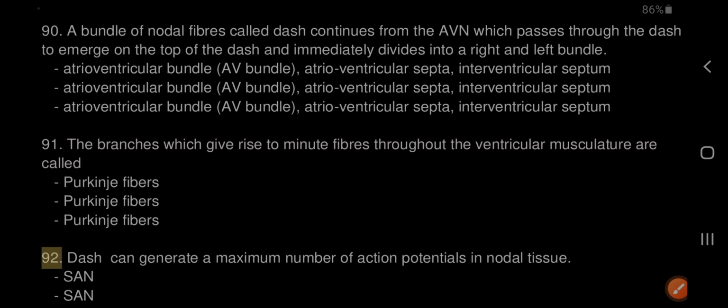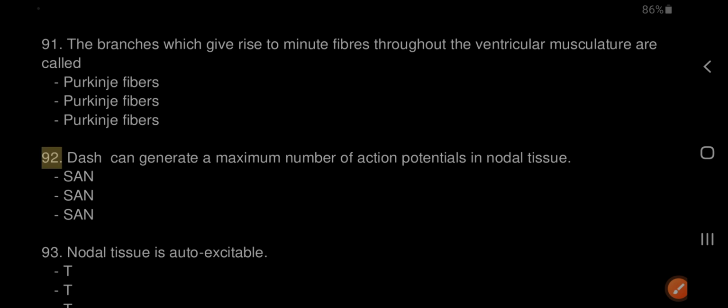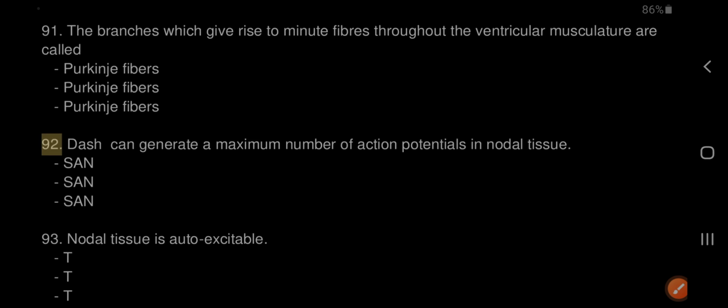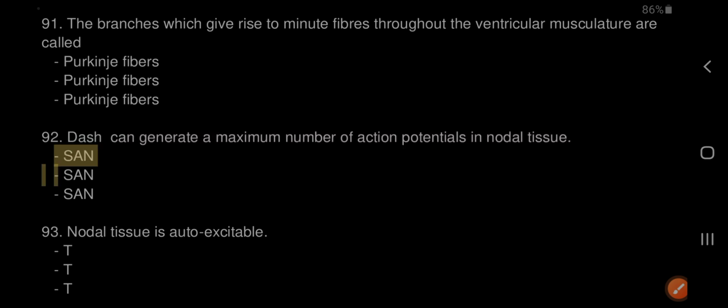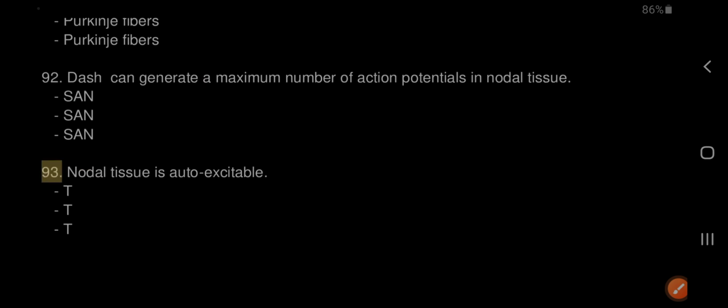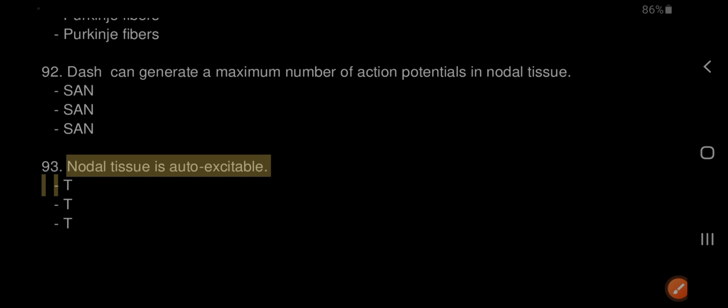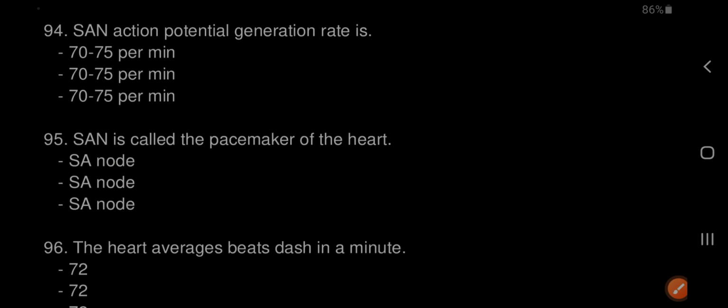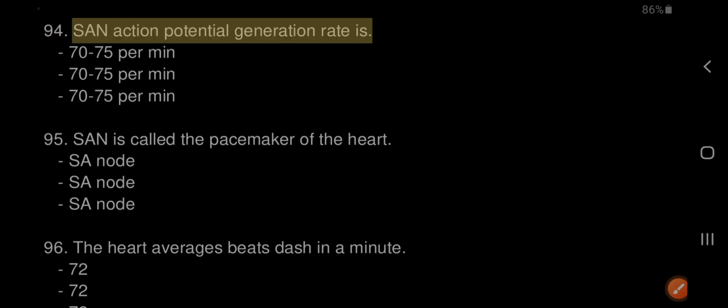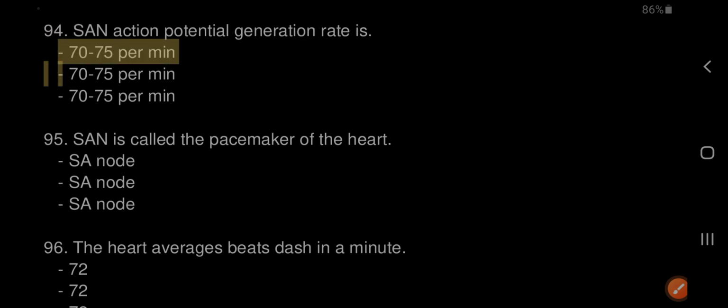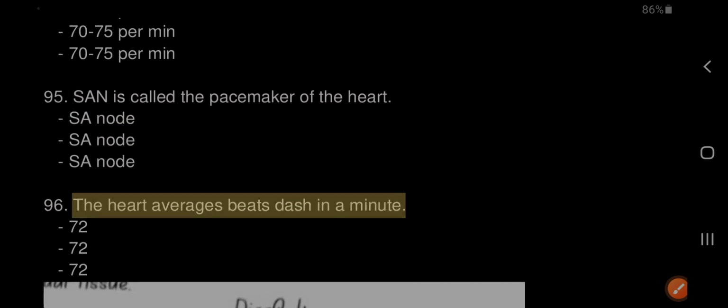92. Dash can generate a maximum number of action potentials in nodal tissue. SAN. 93. Nodal tissue is auto-excitable. True. 94. SAN action potential generation rate is 70 to 75 per minute. 95. SAN is called the pacemaker of the heart. 96. The heart averages beats dash in a minute. 72.